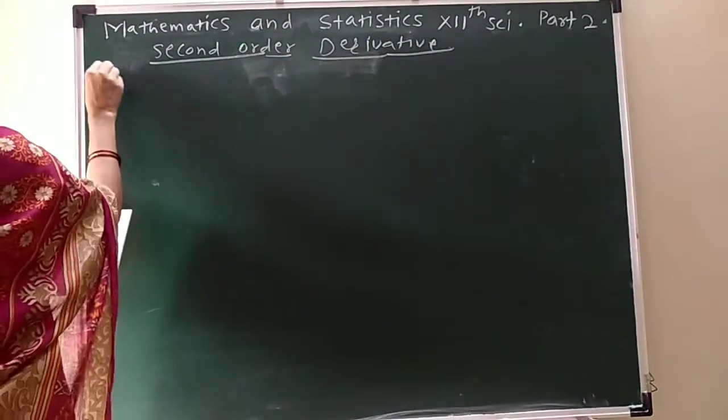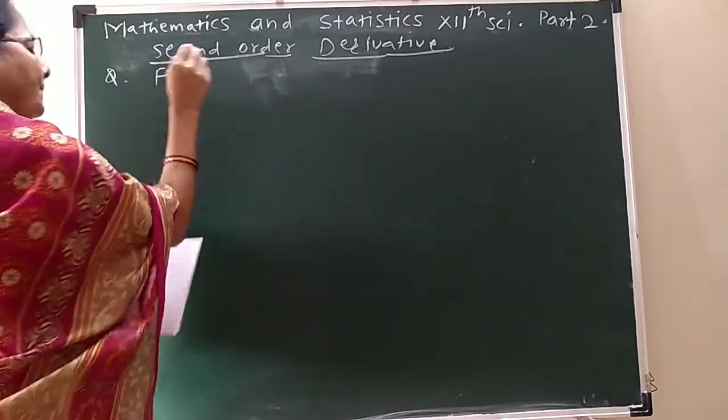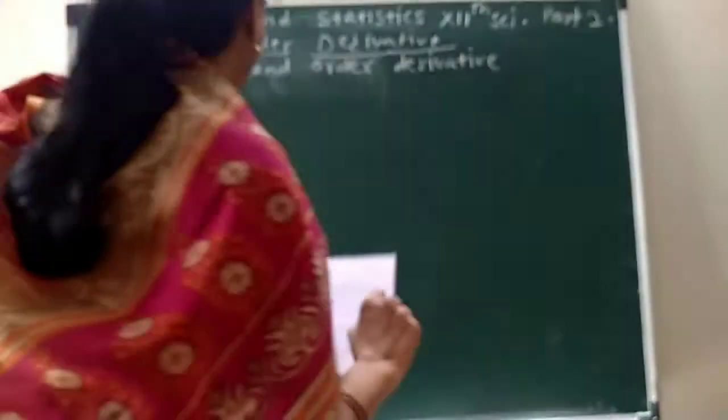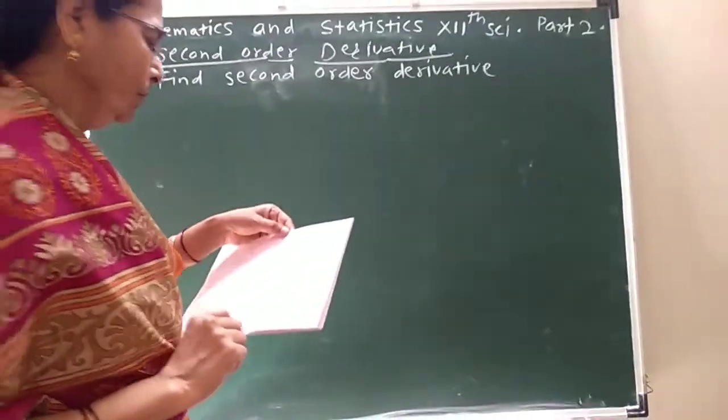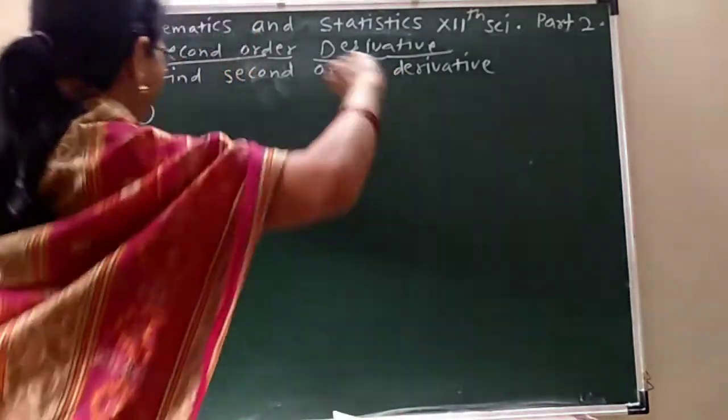Question: find the second order derivative. Find the second order derivative of x square into e raised to x.